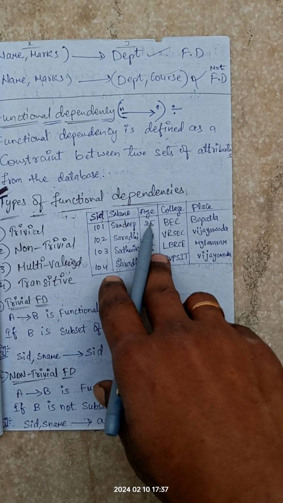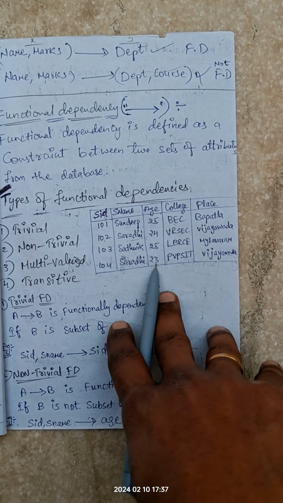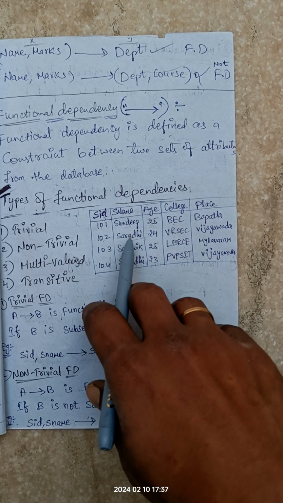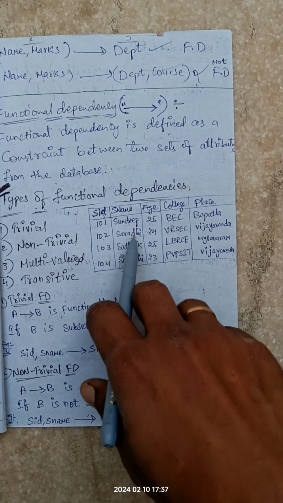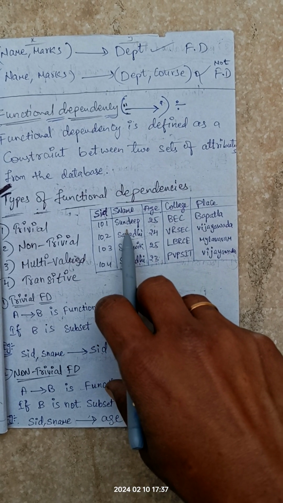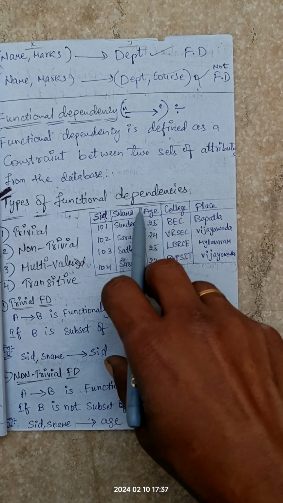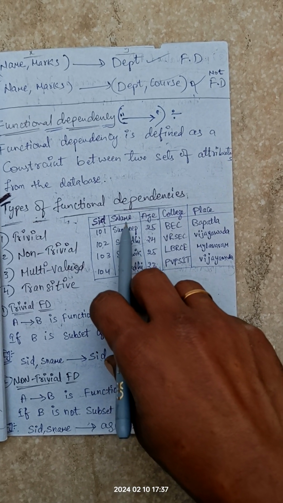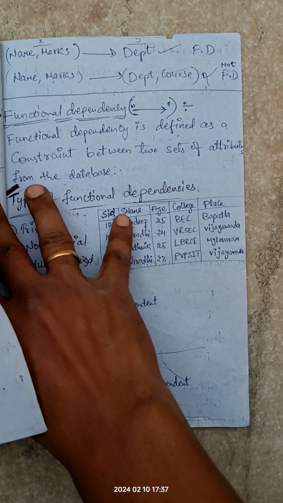Sandeep 25, Sardi 24, Satvik 25, Sardi 23. See here we have Sardi, same x values, different y values. So consider all the variables in these attributes.